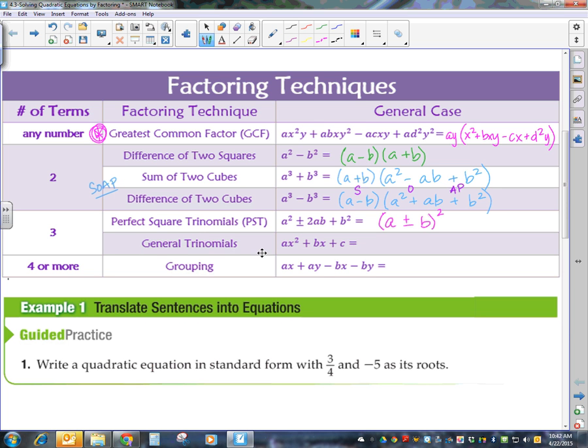Okay, general trinomials. There are so many different methods out there. You need to pick whichever one that you are efficient and accurate in and go with that. Okay? And the last one that we have is grouping. And generally, the grouping is the first two and the last two. Sometimes it could be the first three and the last one, or the first one and the last three. But more often than not, it's the two and two.